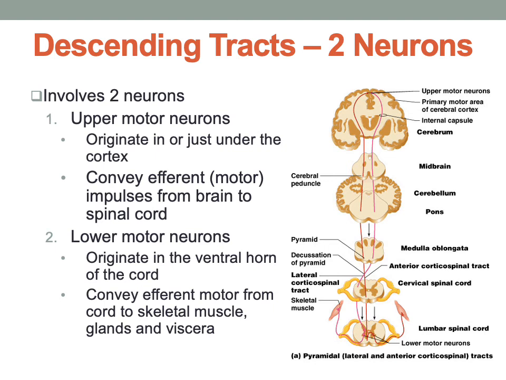These motor neurons will convey efferent or motor information from the cord to skeletal muscle, if it is somatic information, or glands and viscera, if it is autonomic information.